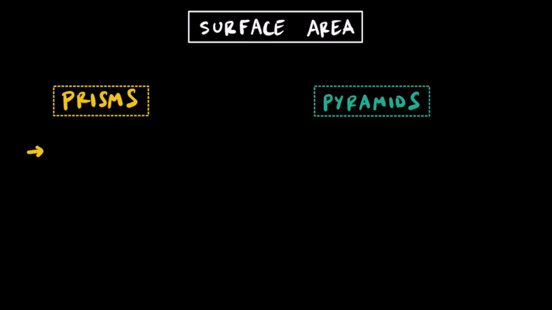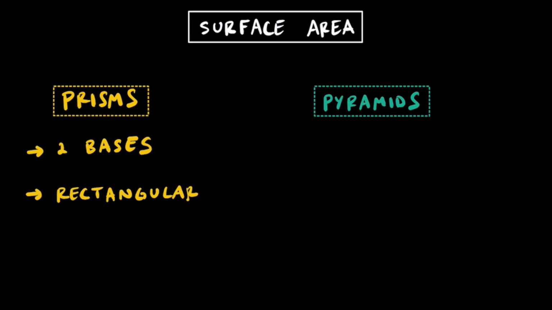Well, prisms are just going to have two bases. They always have the same shape on the bottom and the same shape on the top. And besides the two bases, the rest of the sides are going to be these things called rectangular faces, or all the sides besides the bases are going to be rectangles. So I'm going to write rectangular faces right here, and that's all the other sides.